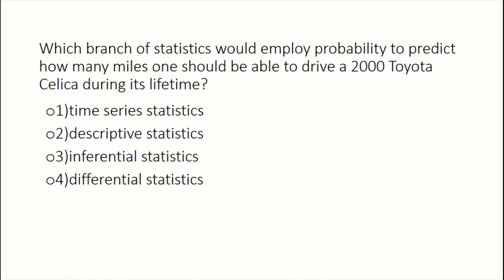Descriptive statistics deals with the science of collecting samples, recording data, analyzing the data, and representing them in a descriptive format, such as in graphs, pie charts, among others. Inferential statistics deals with the science of making meaning of descriptive statistics. That is, explaining what the descriptive statistical data means in real life. Hence, the correct answer to our question would be inferential statistics. Inferential statistics uses descriptive data to predict how far one should be able to drive the Toyota Celica during its lifetime.